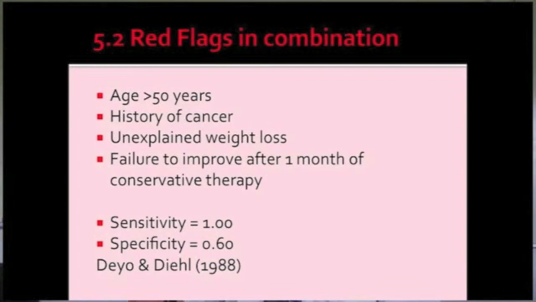So what Deo and Deal found was that age over 50, history of cancer, unexplained weight loss, and failure to improve after 1 month of conservative therapy gave a sensitivity of 1 and a specificity of 0.6. So if a patient comes in with that combination of factors or that combination of red flags, you can be almost certain that they're presenting with a cancer. Okay? So it's a really important combination that we really fix in the back of our minds.